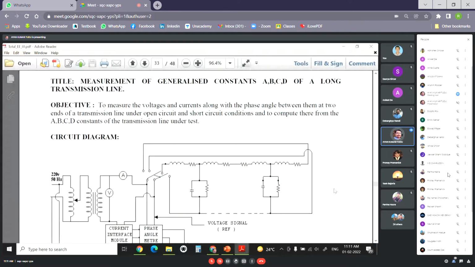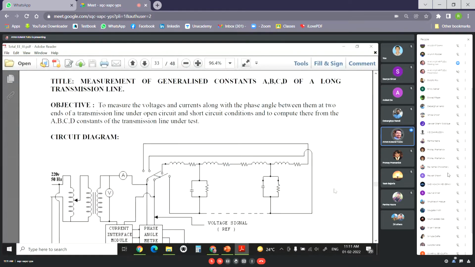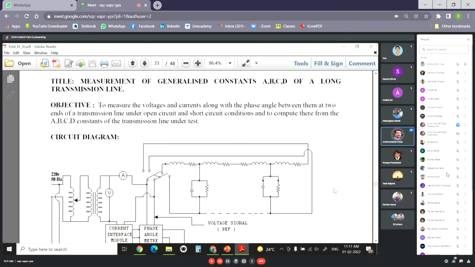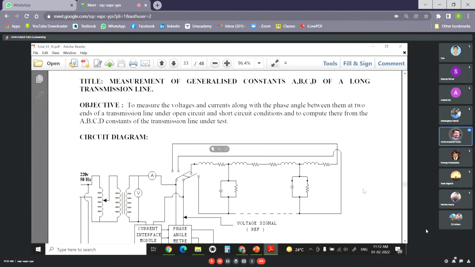Yes, as I was saying, we have found the ABCD parameters of a long transmission line in our power system planning and design classes. So in this class, we'll be finding them again through the open circuit test and the short circuit test.